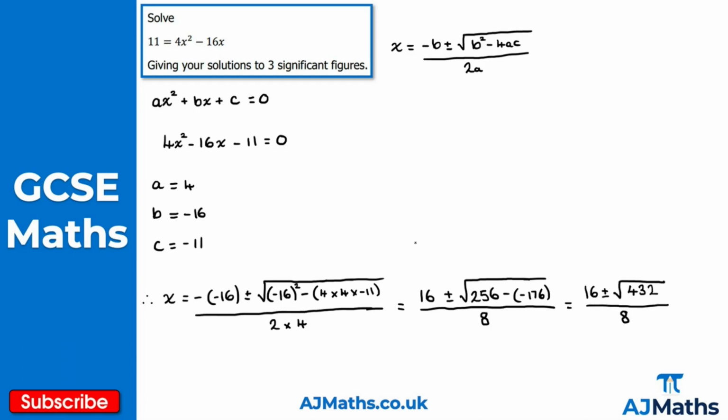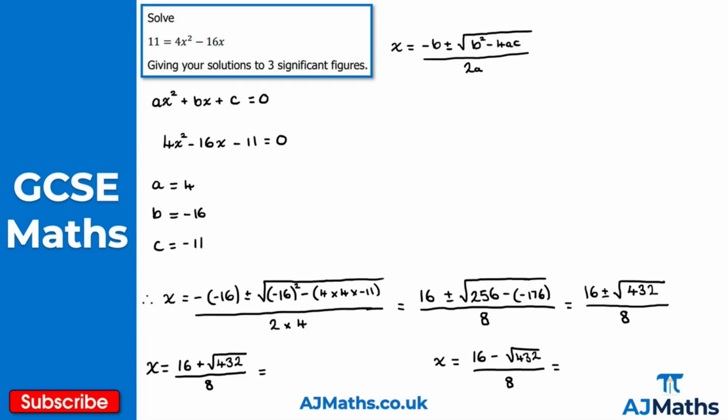Okay, I want to give the solutions here to 3 significant figures, so I'm going to get 2 solutions then. We get one solution when we take the positive, so I'm going to get 16 plus the square root of 432. Then we divide that by 8. Then my other solution here will be when we take the negative, so 16 minus the square root of 432. And we divide that by 8. Okay, so put both of these now into your calculator. So 16 plus the square root of 432, divide that by 8.